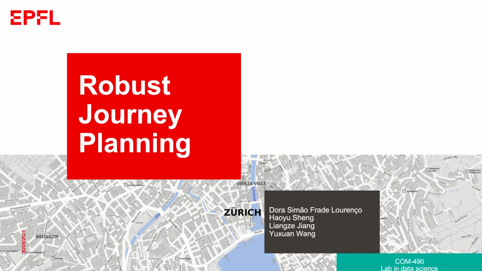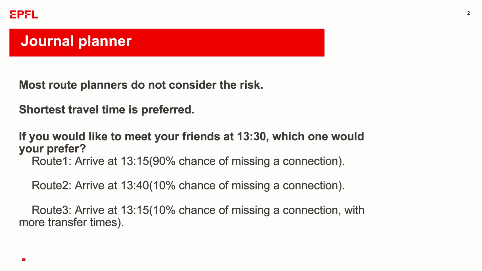We are Group S and we are here to present our solution to robust journey planning. Most route planners do not take the risk into account. Although some journeys are supposedly faster based on the schedule, that is not always true in practice.